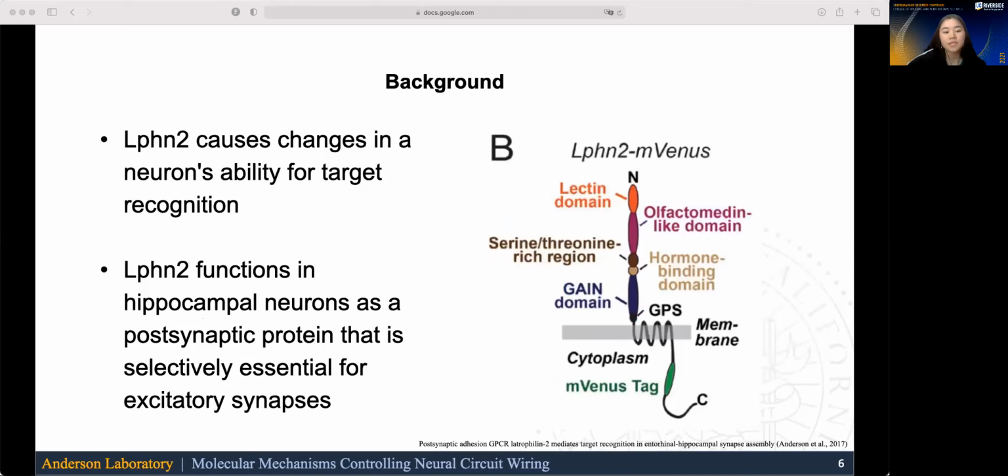Specifically, our research focuses on electrophilia II, which is an isoform found in mammals. Anderson et al. has shown that the number of excitatory synapses in the hippocampal region are reduced following the genetic deletion of electrophilia II, suggesting that the lack of electrophilia II causes changes in a neuron's ability for target recognition. Specifically, Anderson et al. focused on the SLM region of the hippocampus and found a decrease in spine density. To see if this ability was reflected in other regions, we decided to look at the medial entorhinal cortex, also known as MEC.